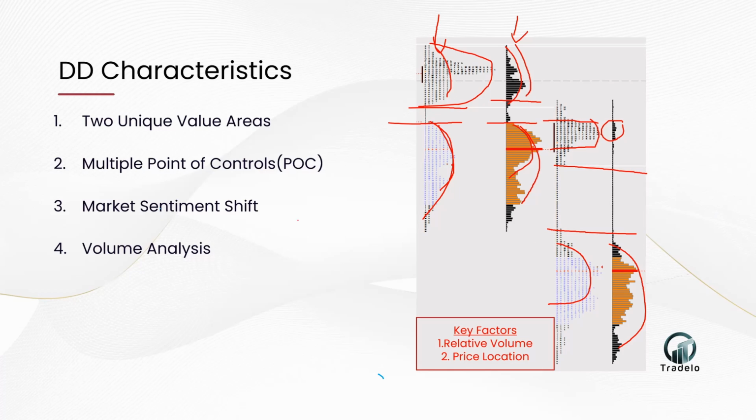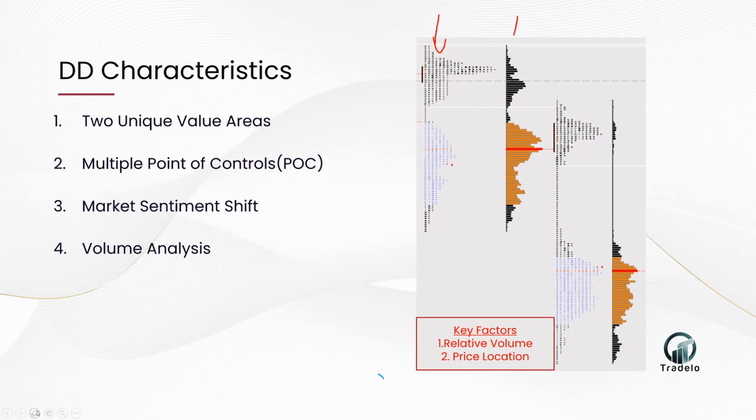Now, what you'll also notice about double distribution days, or how you identify them, is that they'll typically have two points of control, or two volume points of control. If we look at the first example, we can clearly see that the point of control, which is the point at which the market spent the most time, is very obvious here. However, we can see that we also spend quite a lot of time over here. In essence, either one of these could have been deemed the point of control.